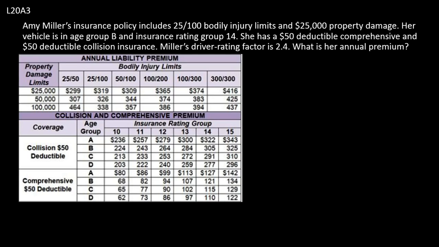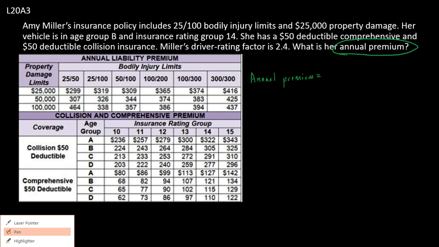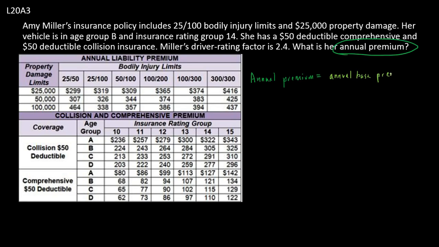even more information. So we're going to need to streamline and remember, ask ourselves, what do we need to know here? So it's asking us to solve for annual premium. So that's your clue to pull out your annual premium equation. Annual premium is equal to annual base premium multiplied by the driving rating factor.